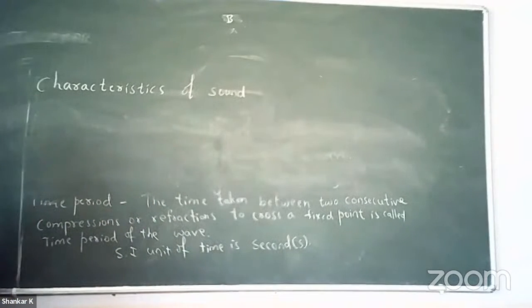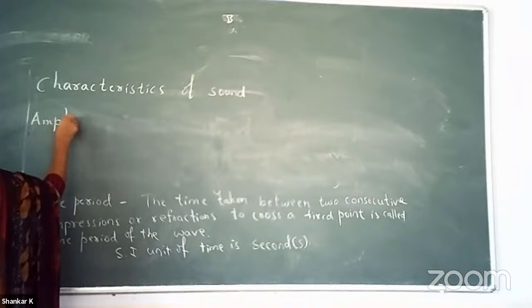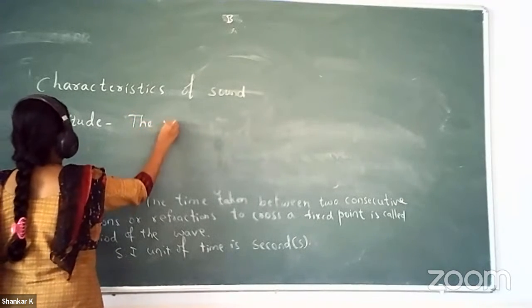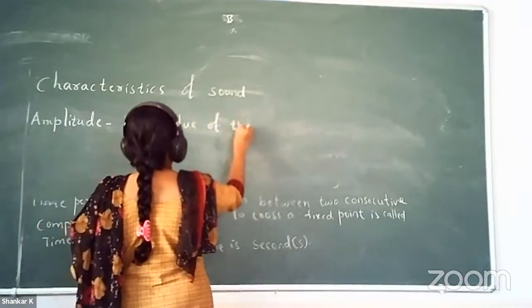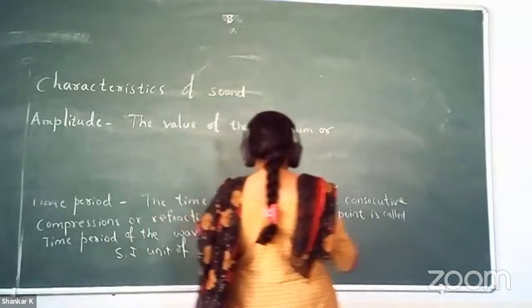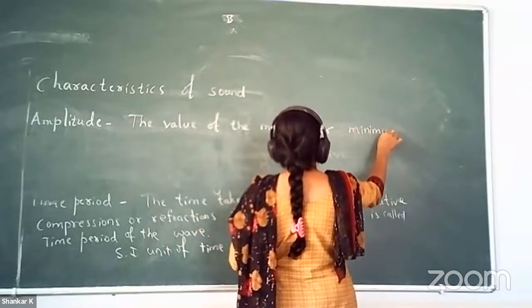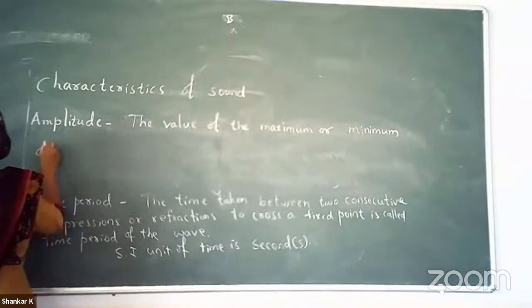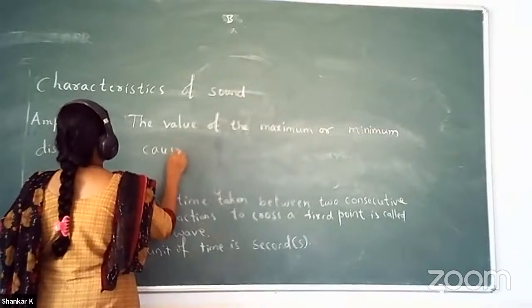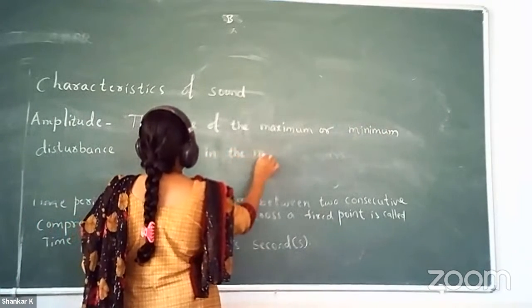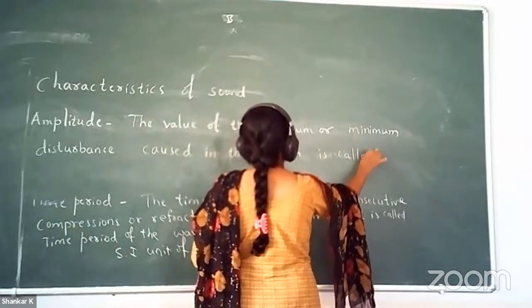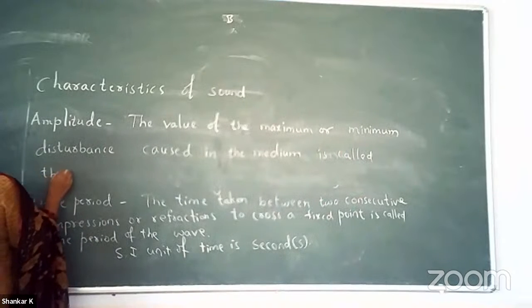Then amplitude. The value of the maximum or minimum disturbance caused in the medium is called the amplitude of the sound.